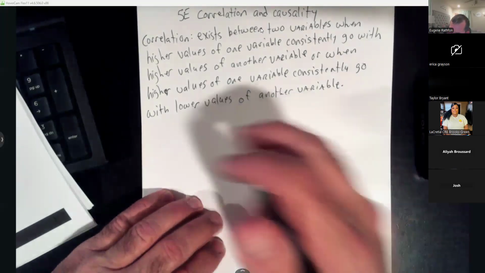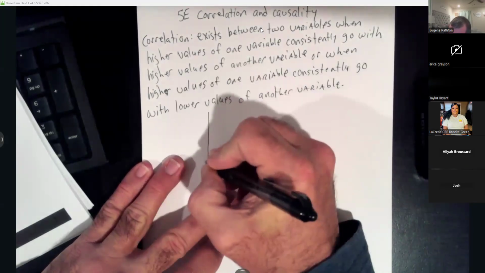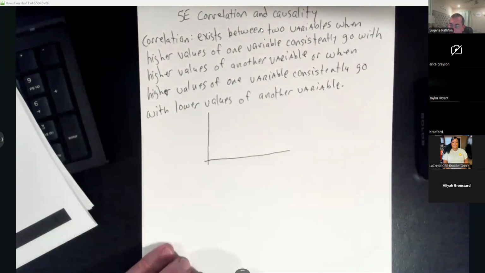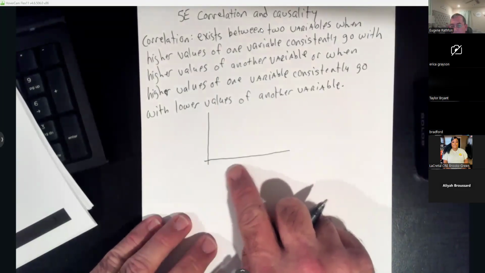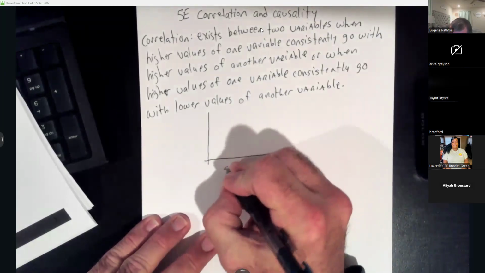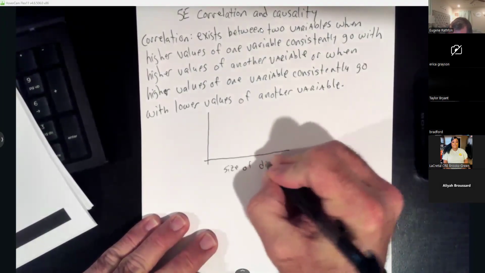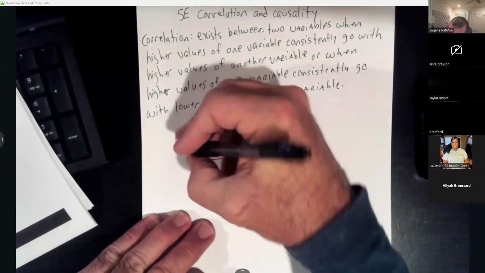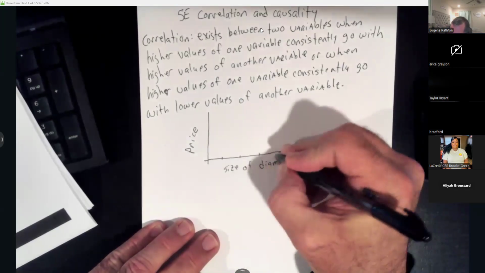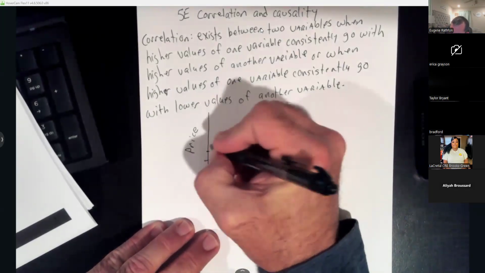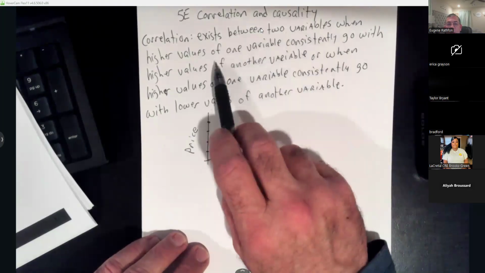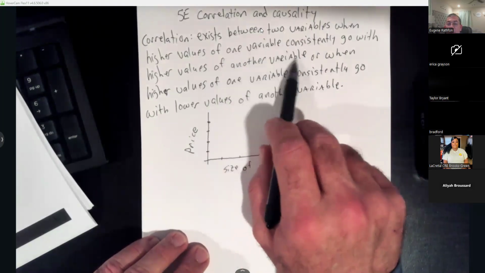All right, so y'all, let me show you what they're sort of talking about. Say you got a little graph here. I've got an example where they show you diamonds. So the size of a diamond and the price. So what we mean between two variables is when higher values of one variable go with higher values of another variable.